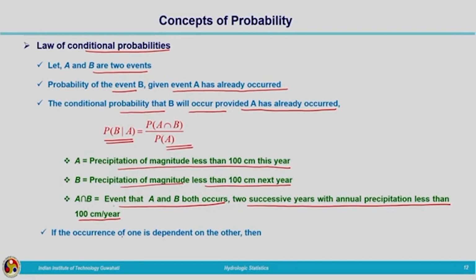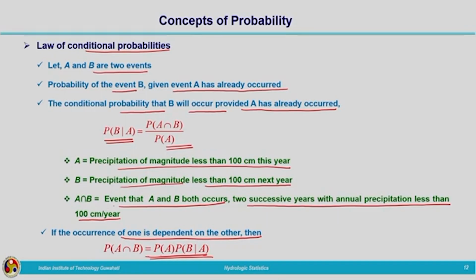Then we have a certain condition to be satisfied, that the event A has already occurred. So, in such cases, we have to make use of the formula related to conditional probability. Probability of B given A is given by P(A and B) divided by P(A). If the occurrence of one is dependent on the other, then P(A intersection B) or P(A and B) is given by P(A) multiplied by P(B given A). That is, the occurrence of one is dependent on the other.